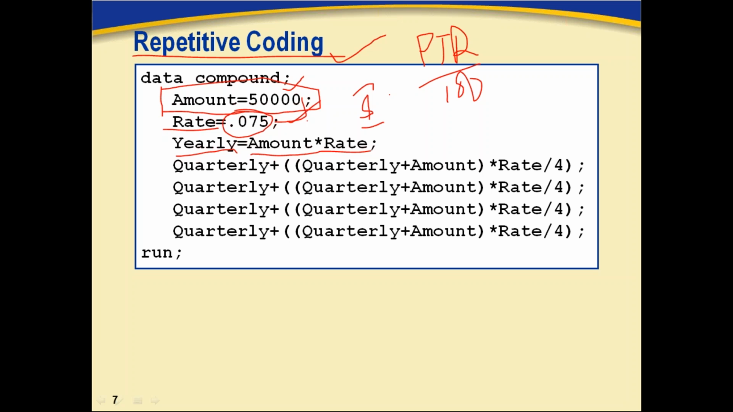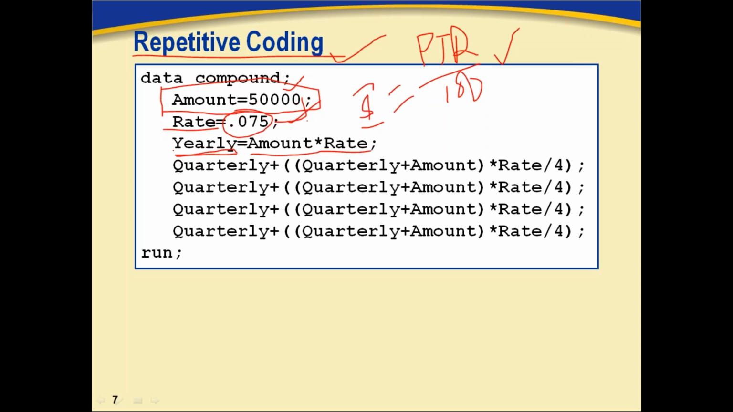Interest equals some formula you have. This is simple interest. For compound interest, you have a separate formula. So let's see the calculations here. Concentrate on the repetitive coding. Forget about the formula of simple interest or compound interest. Concentrate on the repetitive coding.